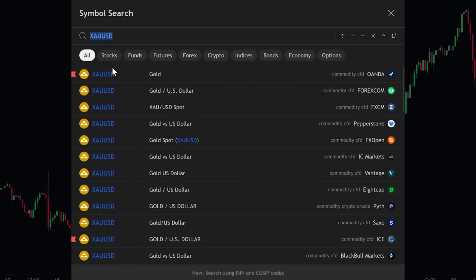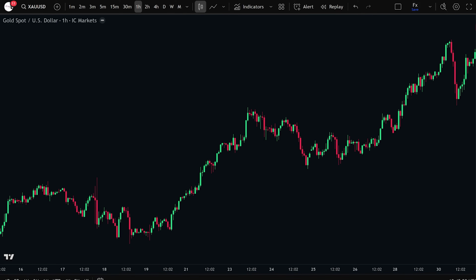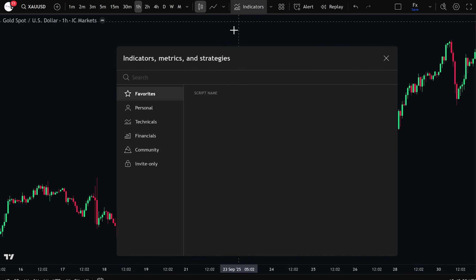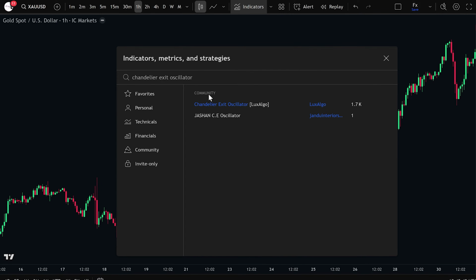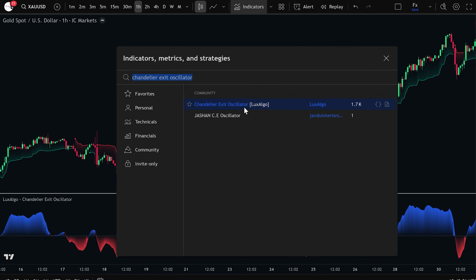Next, choose any market and time frame you want to analyze. Once your chart is open, click on Indicators, then type Chandelier Exit Oscillator in the search bar. Select the one provided by LuxAlgo and add it to your chart.